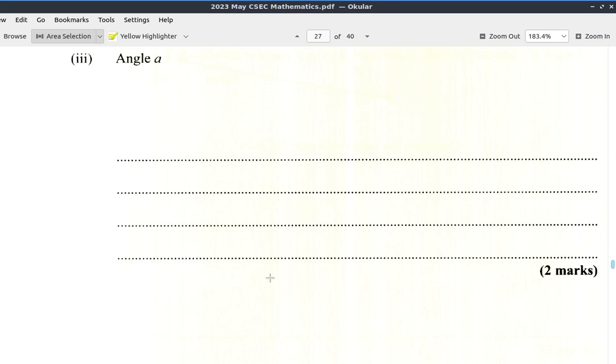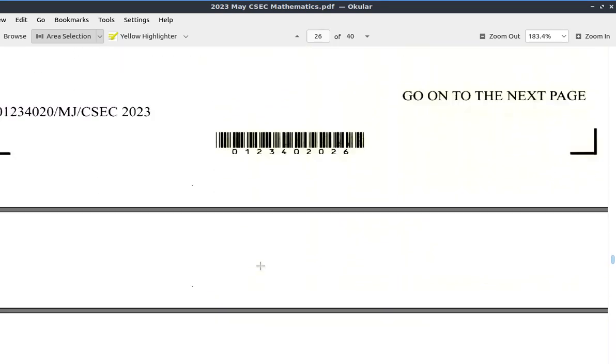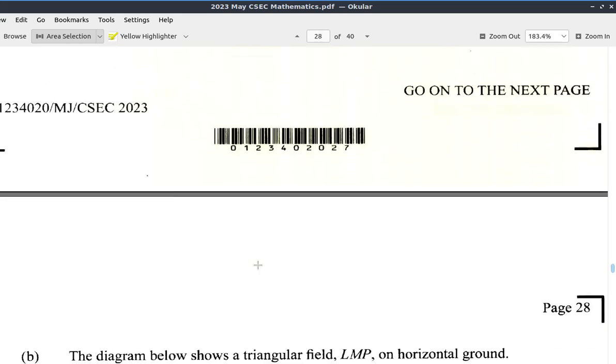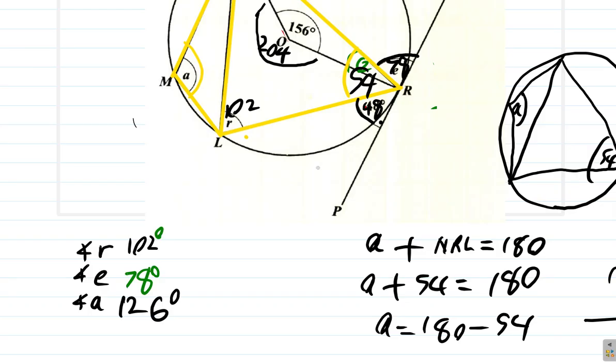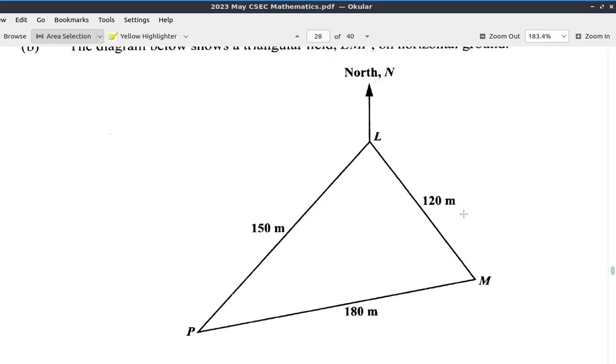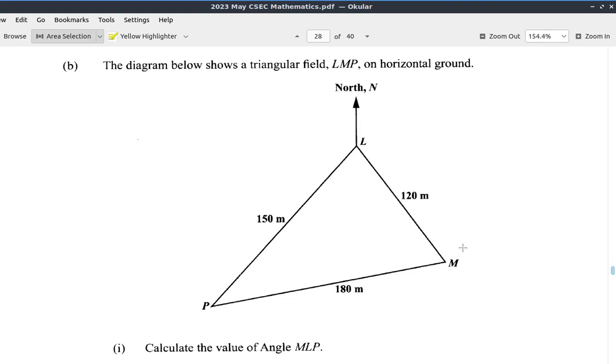R, E, and A. Alright, part B is bearings. We're going to look at part B in a different video, but these are what we have for our answers for part A. Look at part B, the bearings part, in a different video.